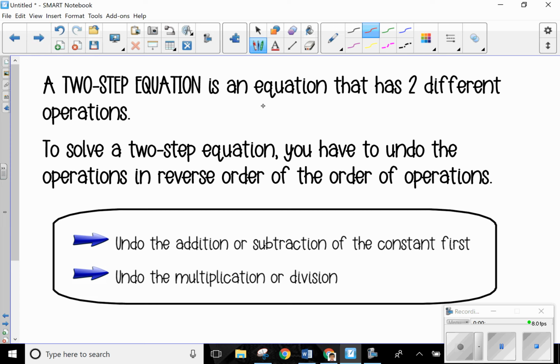A two-step equation is an equation that has two different operations. To solve a two-step equation, you have to undo the operations in reverse order of the order of operations. So the first thing we're going to do is undo the addition or subtraction of the constant first. Remember, a constant's just a number. And the second thing is we're going to undo the multiplication or division.